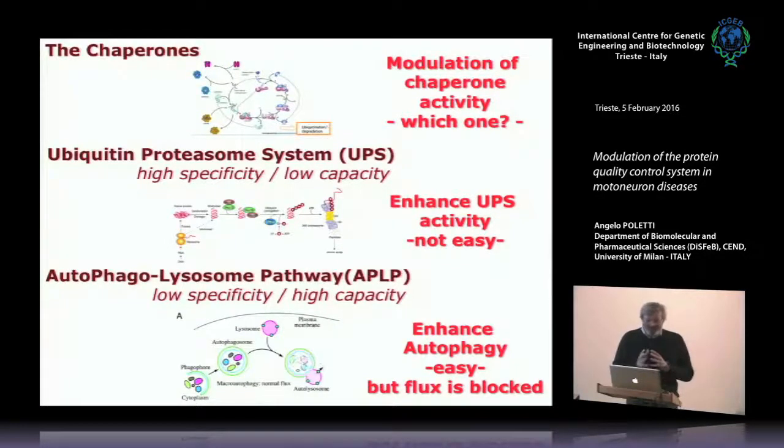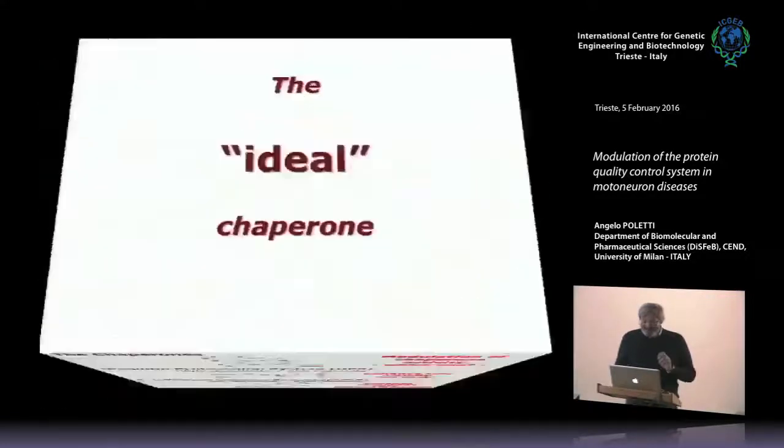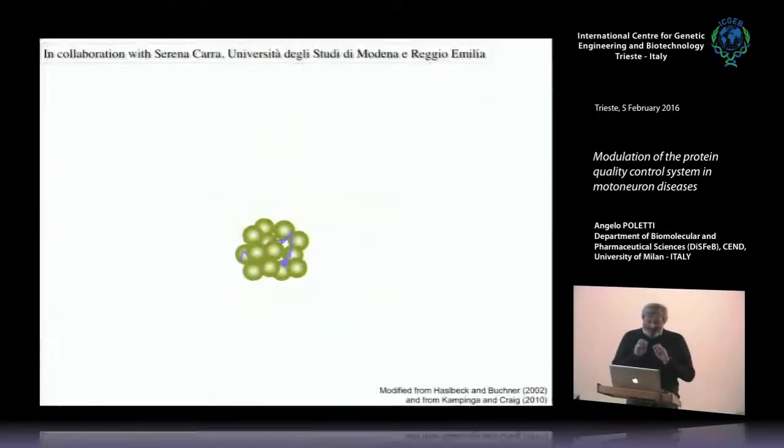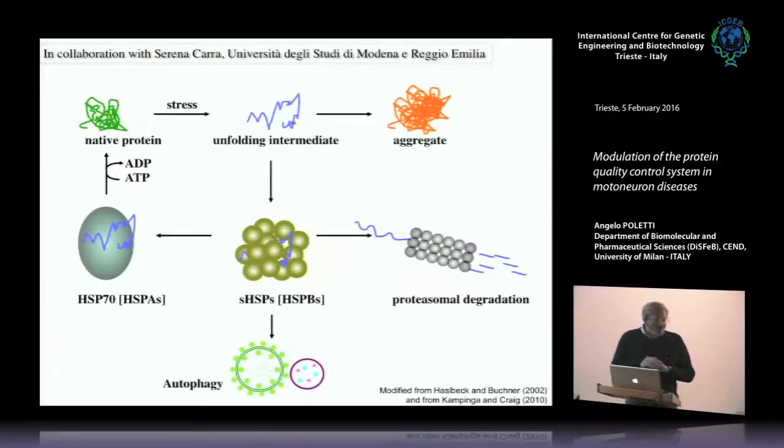Why do we have to select one specifically and not the other? So which one is the ideal chaperone? Our search was for the ideal chaperone, so we focused our attention on the class of small heat shock proteins because they are activated during stress. And proteotoxicity, the presence of misfolded proteins in the neurons, is a big stress for the neurons. So the response should involve the small heat shock proteins.